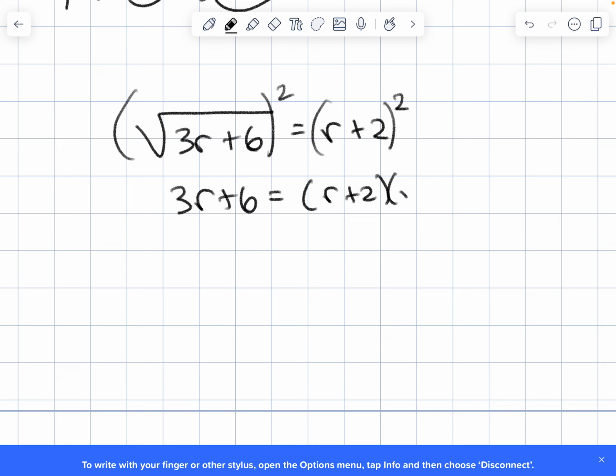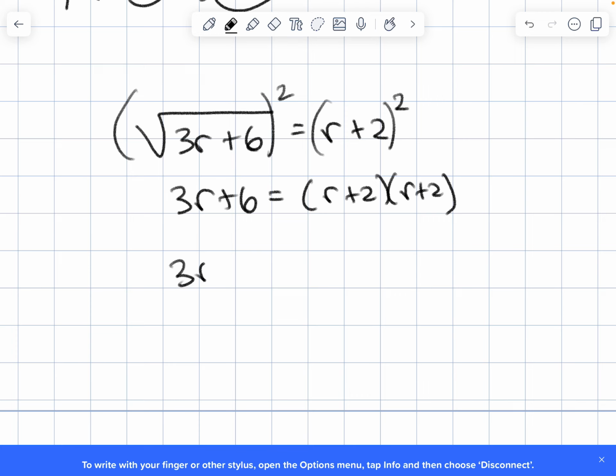r plus 2 squared means r plus 2 times r plus 2. It does not equal r squared plus 4. So just make sure you don't make that mistake. We've got to use FOIL here.